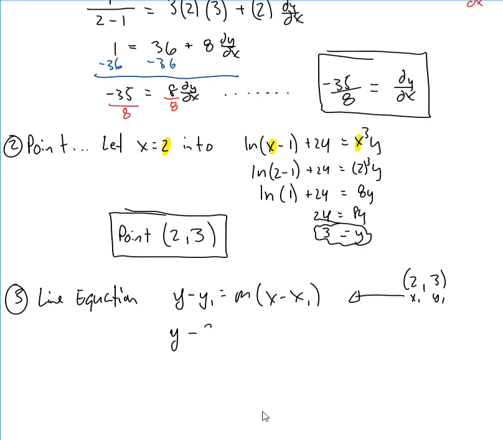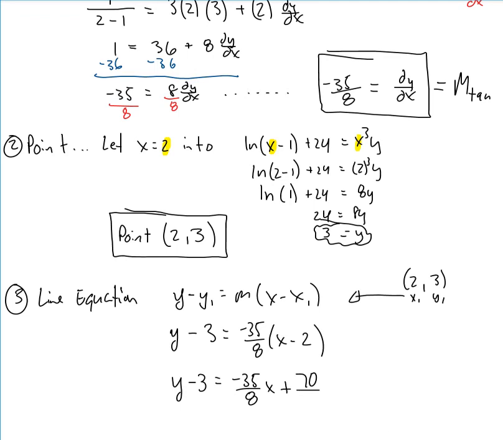So I have y minus 3 equals the slope, which is the dy/dx. Let's go ahead and say that this is m tan. We'll mark it again. So the negative 35/8 times x minus x1, which is 2. And then now I just need to solve for y. We would distribute, so we have y minus 3 equals negative 35/8 x. And then when negative 35 multiplies the negative, it would be positive. 35 times 2 is 70 over 8.